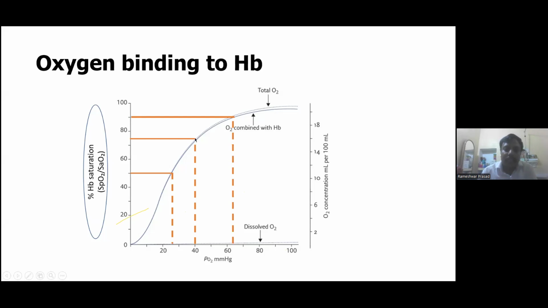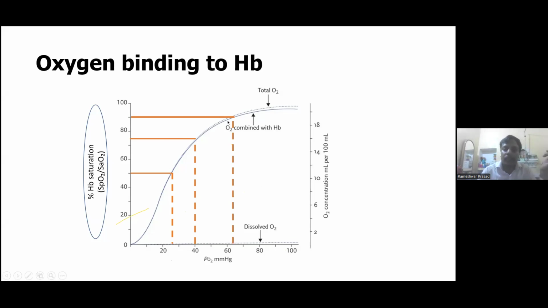You draw a vertical line and read the corresponding SaO2 or SbO2 value. It is around 75%, which I told you to take for the calculation of oxygen content in the venous blood. So for a partial pressure of oxygen of 40 millimeter mercury, saturation of hemoglobin will be 75%. So these are the three things which you should remember.